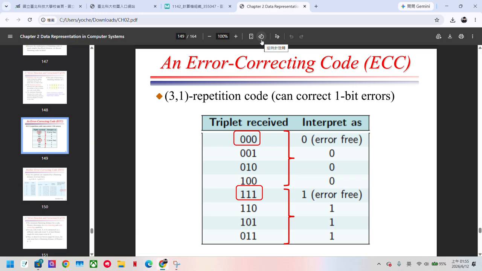I am 周佑宸, and we begin with a 3:1 representation code, a basic form of error correction. By repeating each bit 3 times, we can correctly interpret the intended value even if a single bit error occurs during transmission.